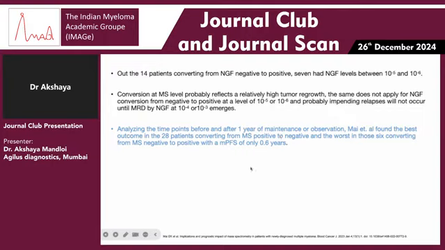Conversion at mass spectrometry level probably reflects a relatively high tumor growth. The same does not apply to flow cytometry conversion from negative to positive. At a very low level, probably impending relapses will not occur until MRD by flow is at a higher level, that is 10 to the power minus 3 or 10 to the power minus 4. Similar observations were found in the study of Mai et al.